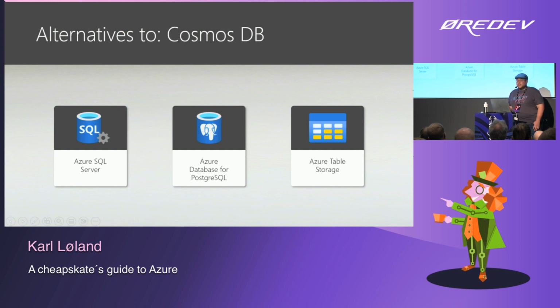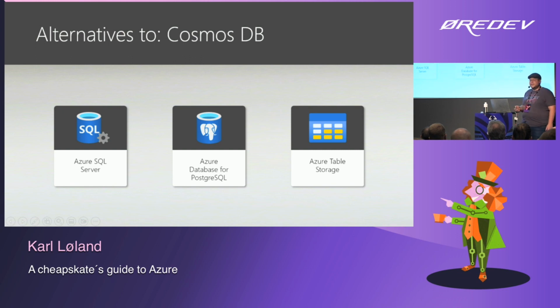So what are some alternatives one can use instead of Cosmos DB? Obviously, there's Azure SQL that can be used if you do not need to use a NoSQL database. Then there is PostgreSQL that has some NoSQL features that can be added as extensions, like document database and graph database. And if you just need to store some simple key value type of data, then there's Azure Table Storage.